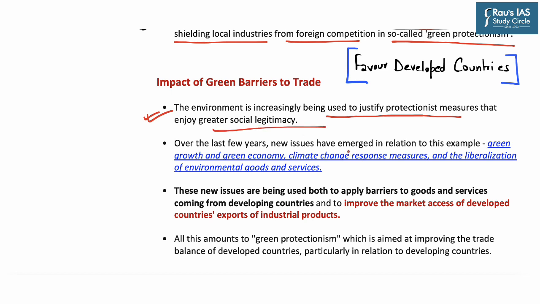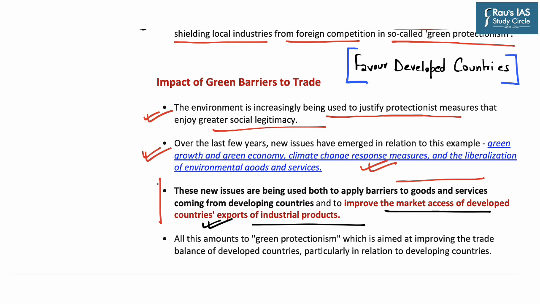And in the last few years, new issues have emerged in relation to this, such as green growth and green economy, climate change response measures, and liberalization of environmental goods and services. And these new issues pertaining to green barriers to trade are being used to apply barriers to goods and services coming from developing countries, and also to improve market access of developed countries' exports of industrial products.